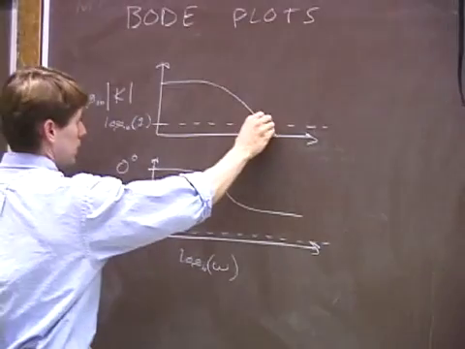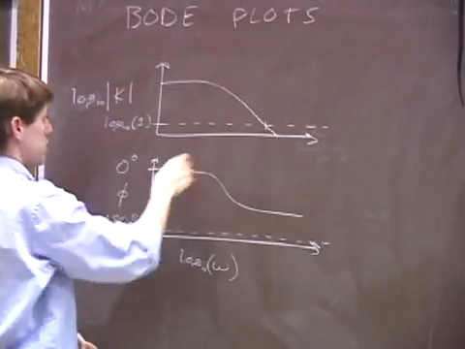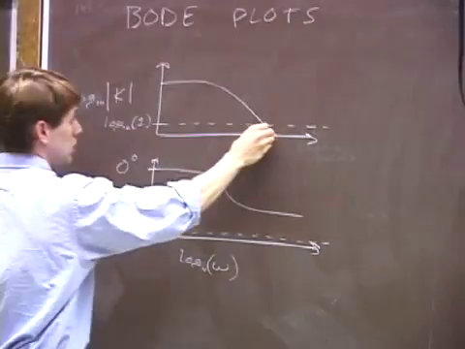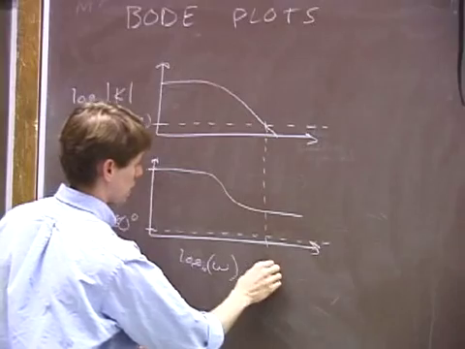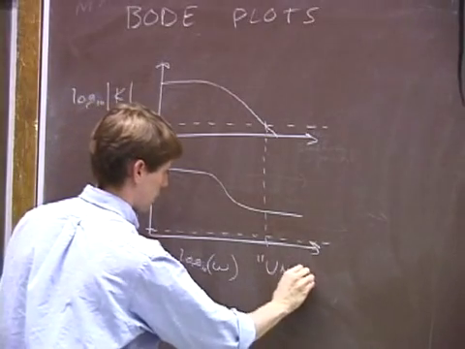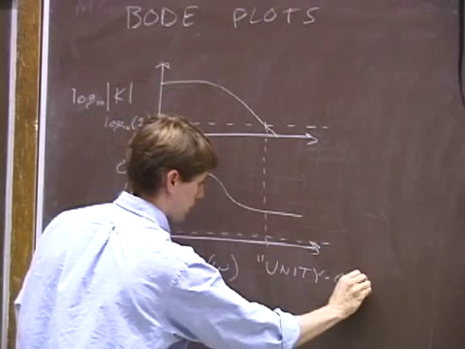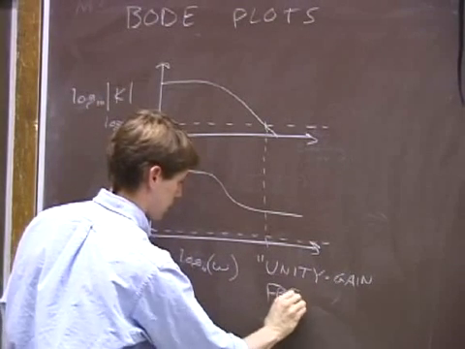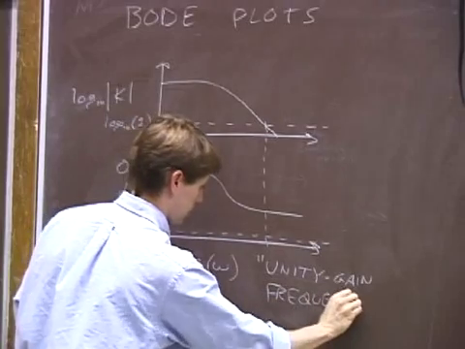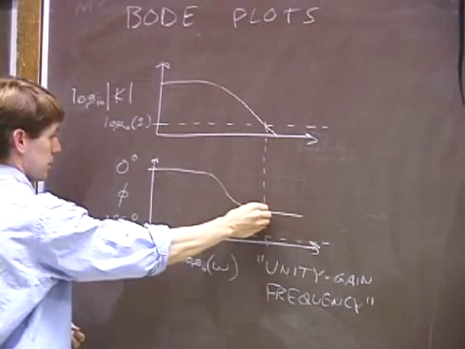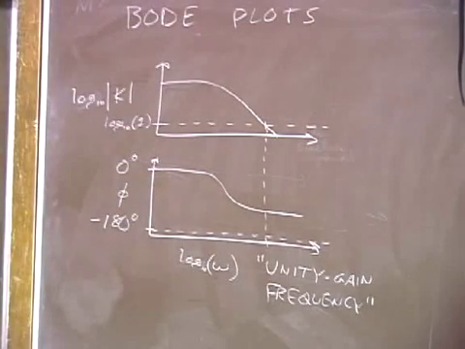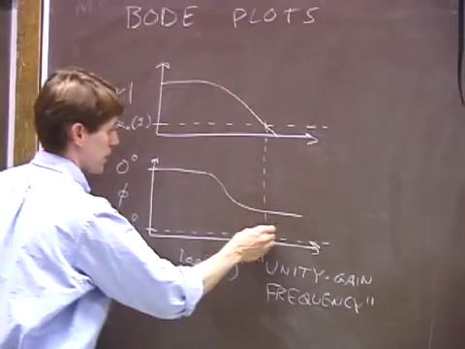So where this thing crosses the unit circle, that is, where the magnitude of K is equal to 1, this is called the unity gain frequency. And you can see at the unity gain frequency, you can just simply read off the phase margin, theta.